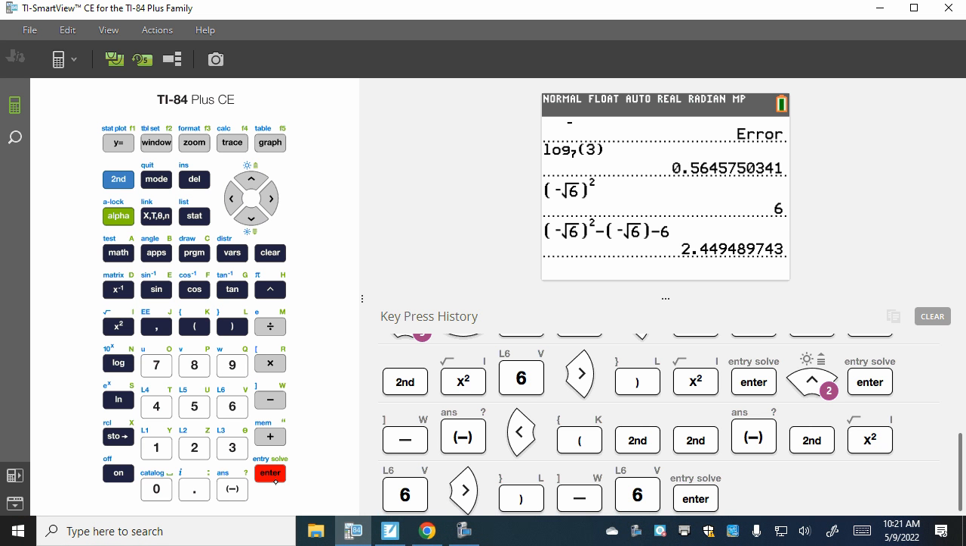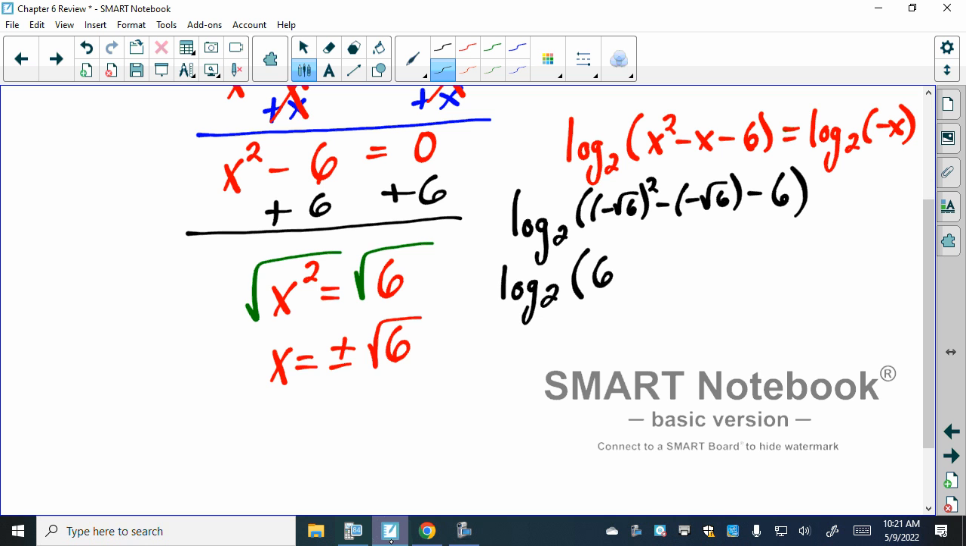So we had 2.44989743. But the big thing is that is an irrational number, but it's what? It is positive, yes? Because if we approximated this, we would actually approximate it to the square root of 6. Because negative square root of 6 squared is 6. Here the negative and negative gives us plus square root of 6 minus 6. Well, 6 minus 6 is 0, leaving us with just the square root of 6.